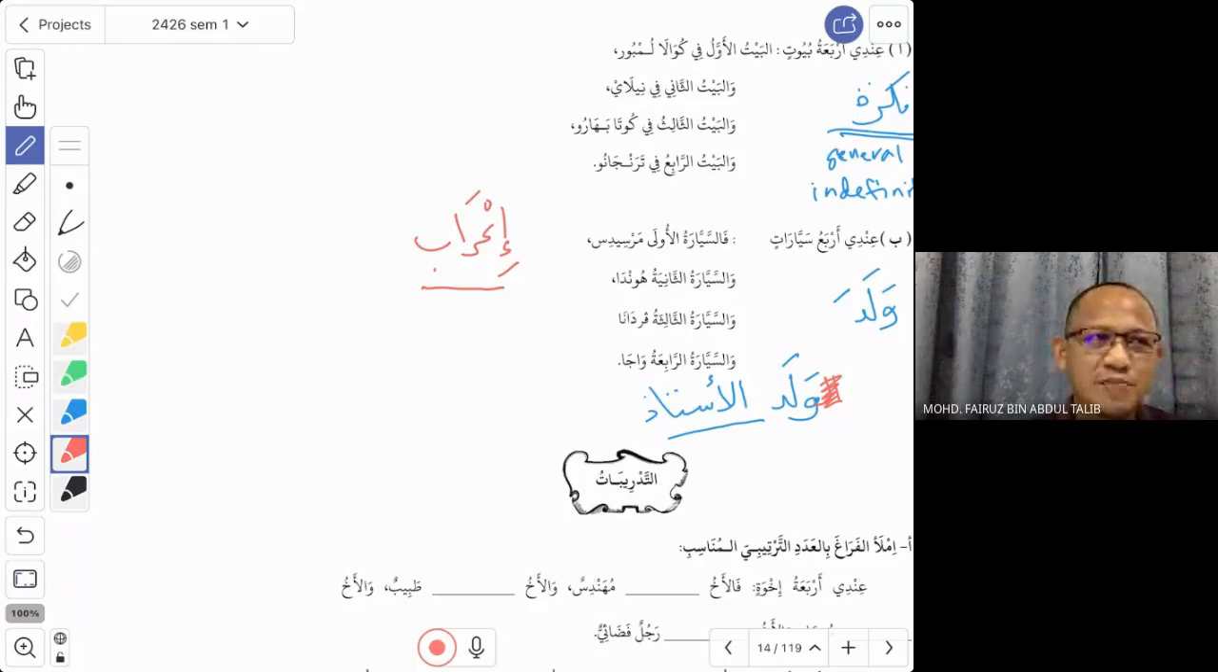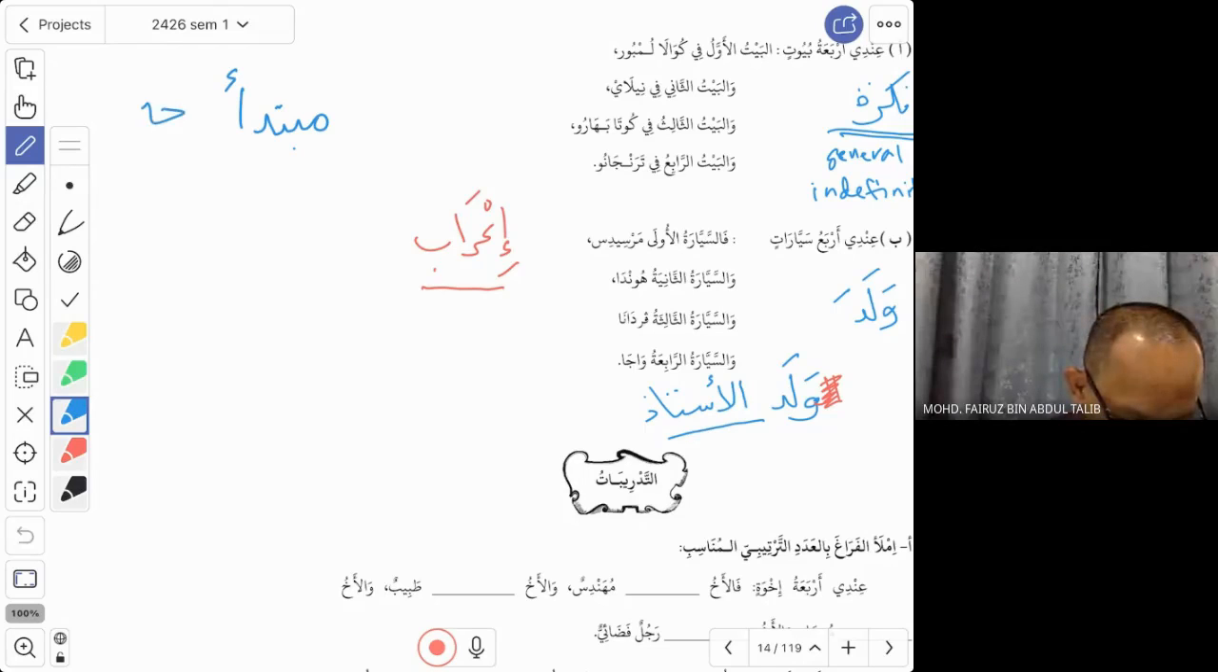For example, in the topic that you have learned, ism inna, khabar inna, if you still remember. So let me take one example just to remind you. For example, you have learned the topic of mubtada. Anybody remember what is mubtada? Mubtada and its partner, its khabar. It's like subject and predicate. Yes, correct. So mubtada is the subject and the predicate is the khabar.